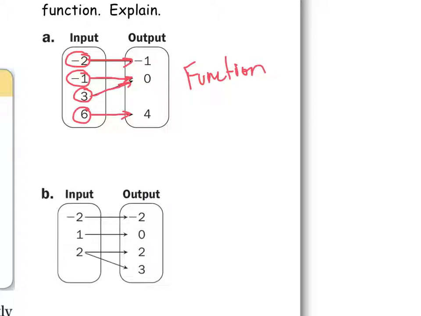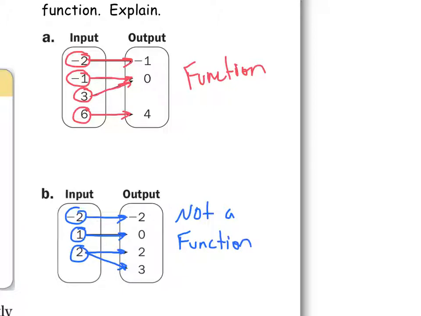Right, such as the second one. In that second one, our first input goes to one output. Looks good so far. Second input goes to one output. Looks good so far. But that third input goes to 2 different outputs. Can't have that, so that is not a function. And those of you who had Mrs. Bayer, we did the whole thing about inputs at 0.